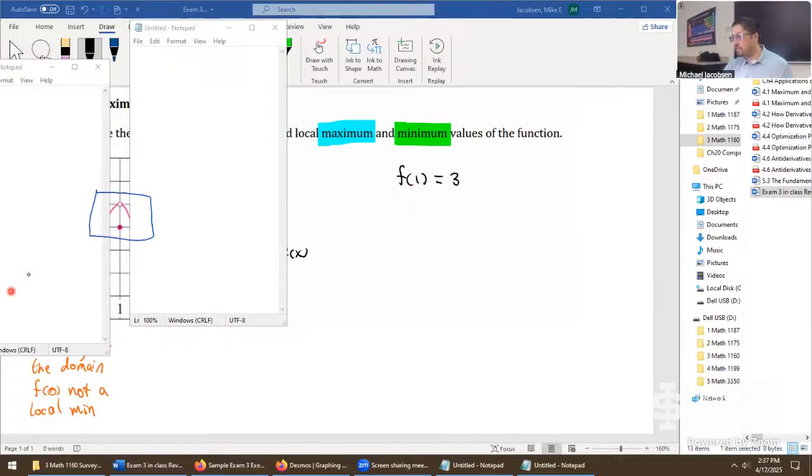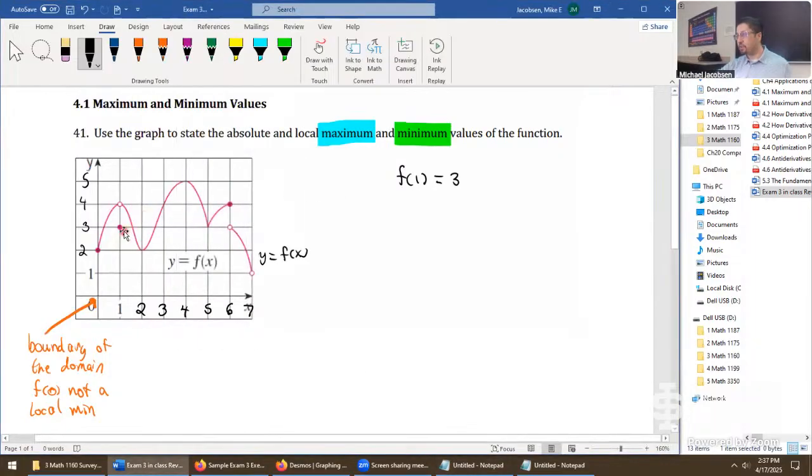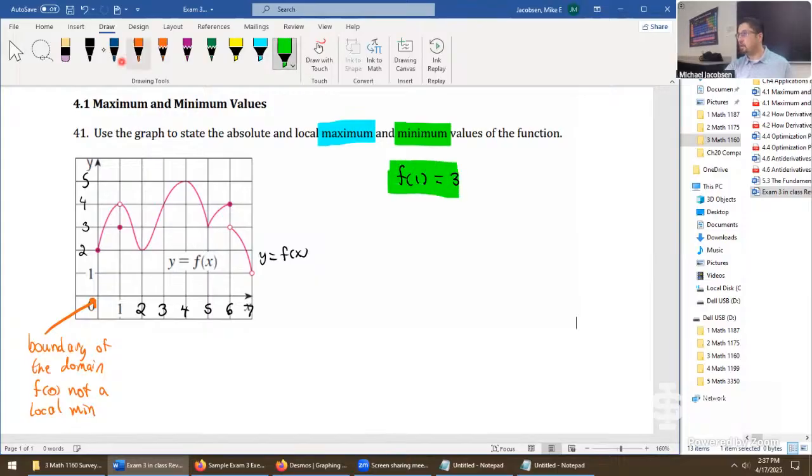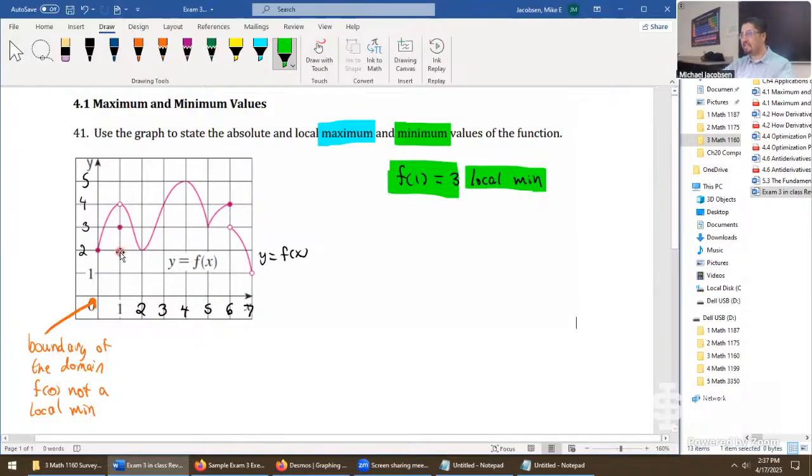All right, let's clear this off. Oh, there you go. Different way to do that. Now, revealing the whole graph, we can say f at 1 equals 3. This one is a local minimum. I don't know why I color code that halfway, but there we go. Local minimum on that one.